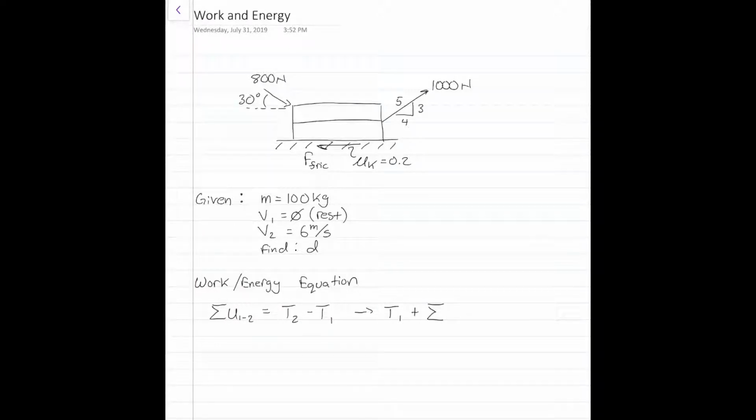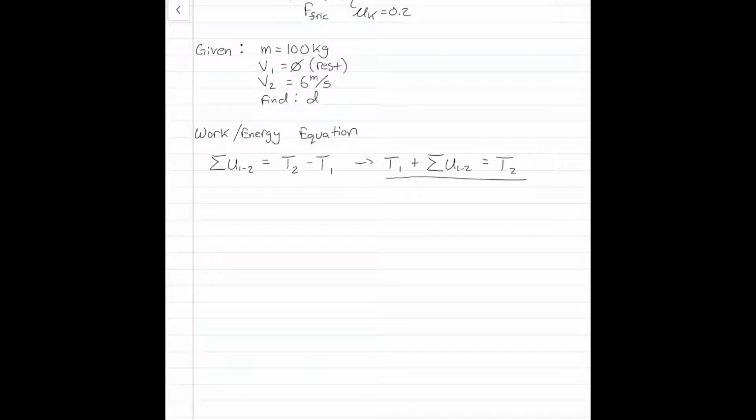So this can be rewritten as the initial kinetic energy plus the sum of the work done on the object is equal to the final kinetic energy. And again, this is the sum of the work done on the object. There can be multiple different types of work. You can have work from a force, work from a spring. In this particular problem, we have only work done by a couple of constant forces, as well as the force of friction. The kinetic energy is equal to 1/2 the mass times the velocity squared.